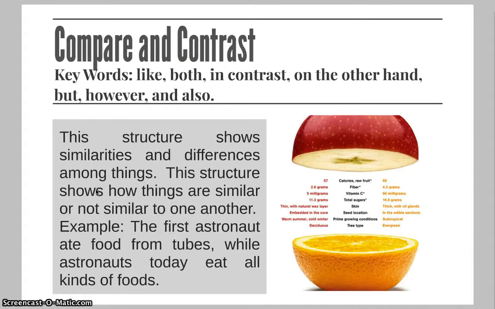So our next type is compare and contrast. This structure shows you the similarities and differences among things. It shows you how they're similar or not similar to each other. For example, the first astronauts ate food from tubes, while astronauts today eat all kinds of foods. So they're showing you the difference. Even though they're both astronauts, you're showing the difference. So, just like apples and oranges are different, but they both have things in common. So it's comparing and contrasting. If you see a Venn diagram kind of stuff.